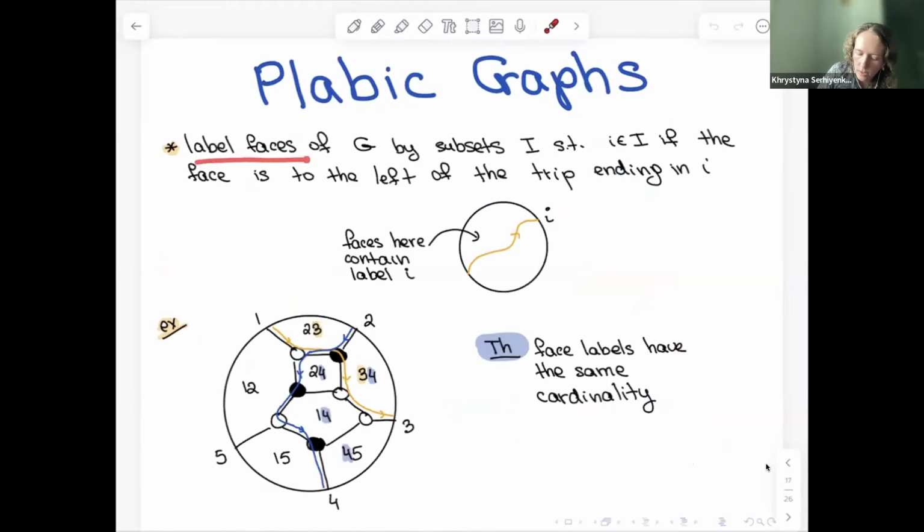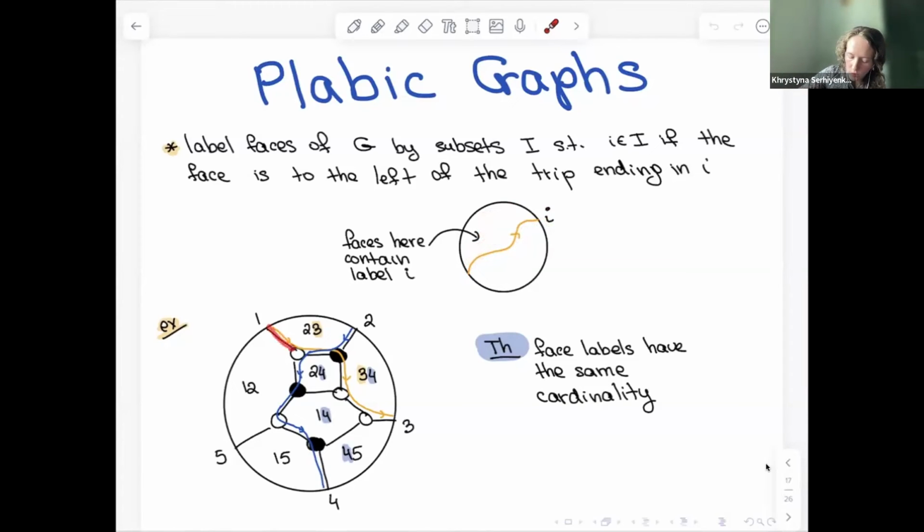You're going to label the faces by subsets I of the set 1 through n, such that the little i is in my set whenever the face is to the left of the trip ending at i. Okay, so let's do a picture because it's a very nice explanation. You have this trip that you use to calculate the trip permutation, and let's say it ends at the vertex i, and then it's going to separate the faces of your plabic graph to the left or to the right, and all the faces on the left are going to contain the label i. And then you do this for all the trips.